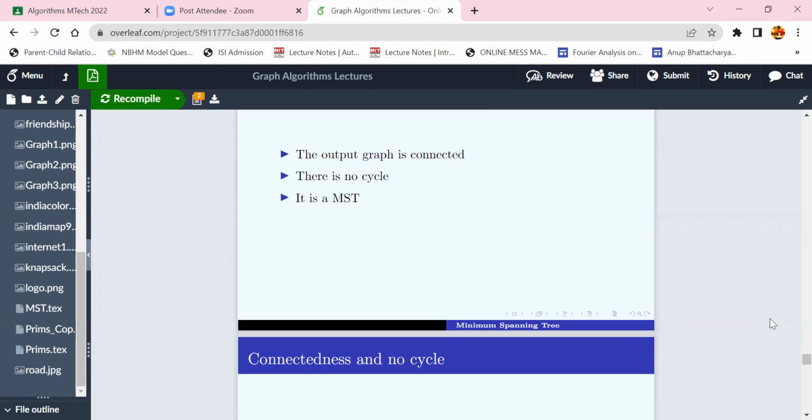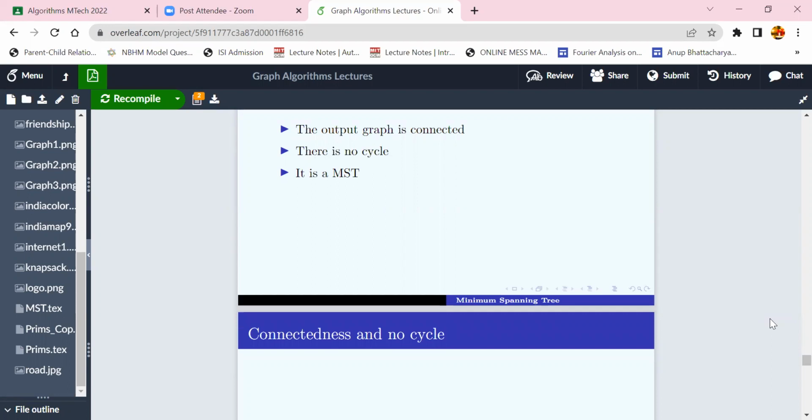Okay. So the rest we have to prove is that it is actually a minimum spanning tree, right? So suppose it is not. So if possible, let this algorithm not give a minimum spanning tree.